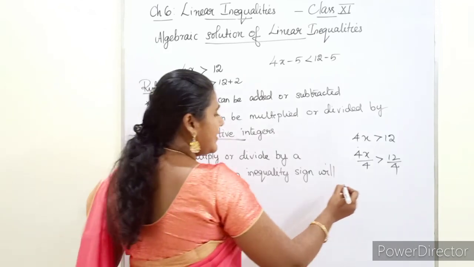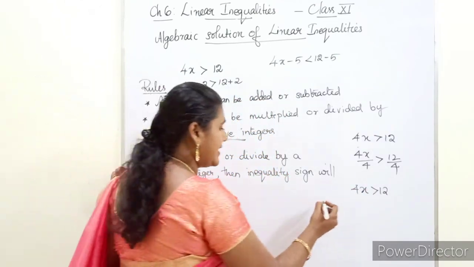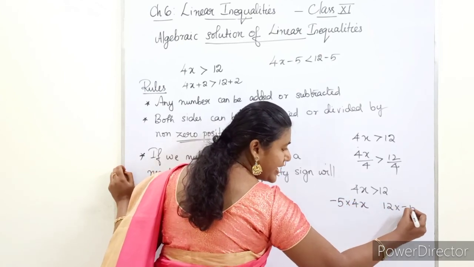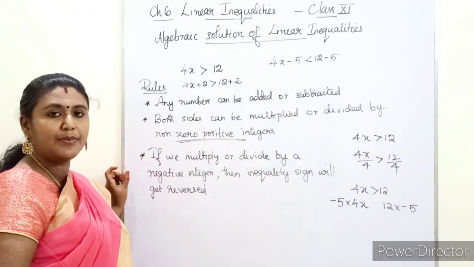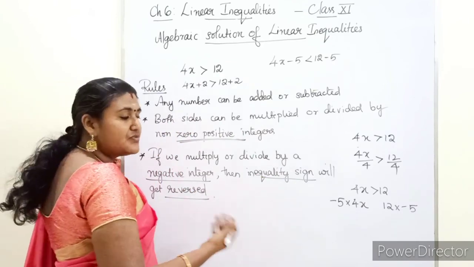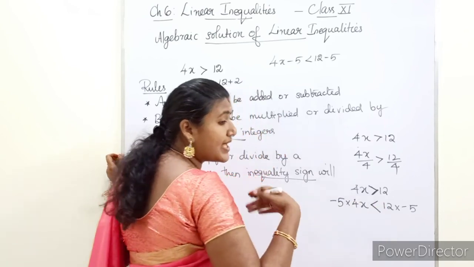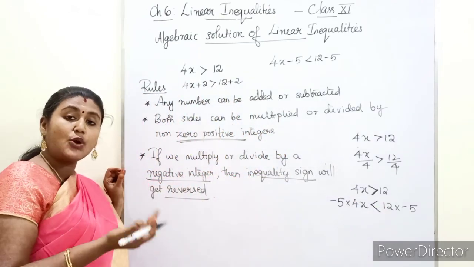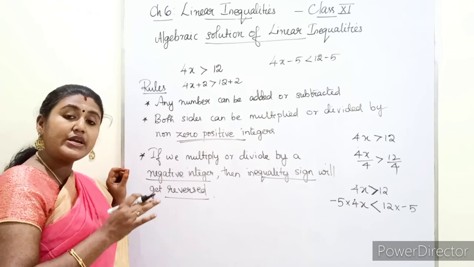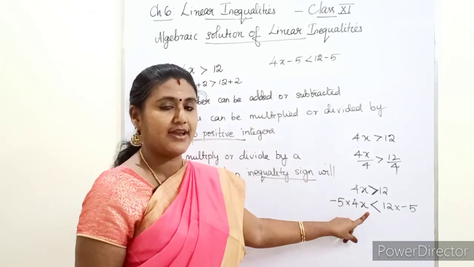So for example, if I am multiplying by -5 on both sides of the inequality, for example, -5 into 4x and 12 into -5. If I am multiplying both sides by a negative integer, it's very important, then the inequality sign will get reversed. So if it is the greater than symbol initially, then this will become the less than symbol. That is, the inequality sign will get changed, reversed. If we multiply or divide by a negative integer, in that case alone the inequality sign will change.